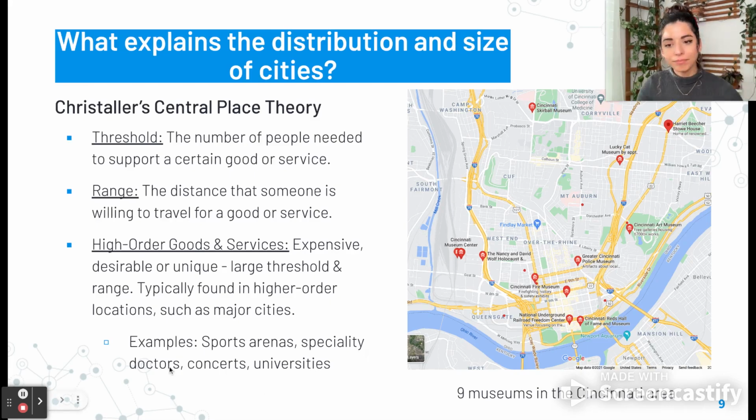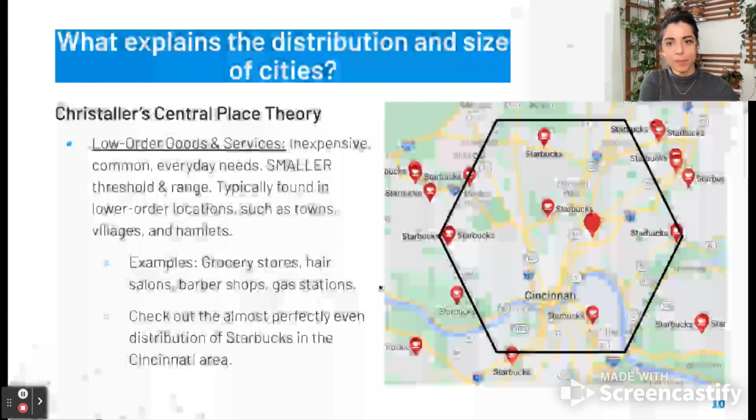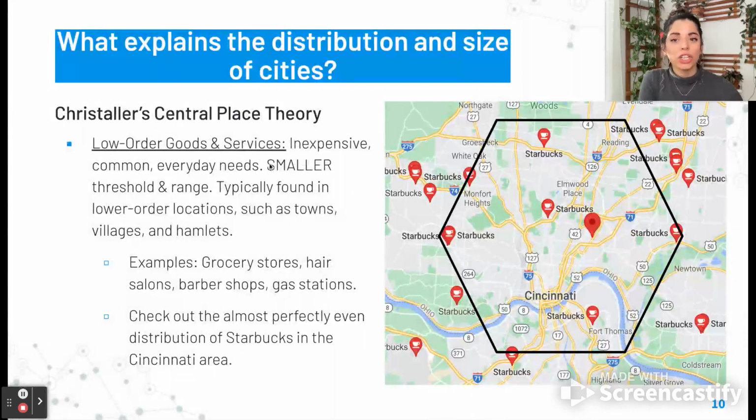Specialty doctors: people will travel to see a particular doctor for a very niche health concern. Concerts and venues like that, people will travel a lot further, because that gravity, that pull's a lot stronger. Universities also as well. Lower order goods and services are inexpensive, common everyday needs. These have a much smaller threshold and range, so they are typically found in lower order locations like towns, villages, and hamlets.